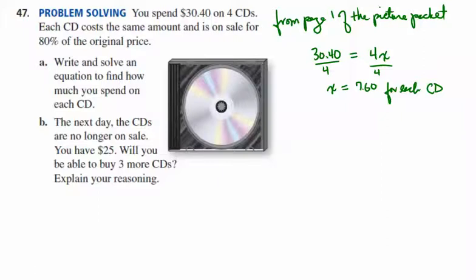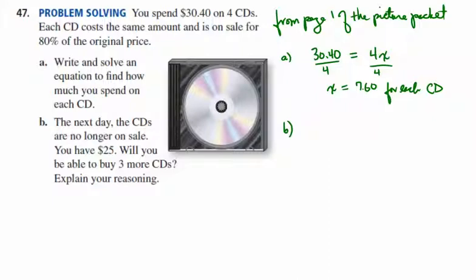So we know that each CD then costs $7.60, and they're already on sale. We spent $30.40. We don't need to take any discount percentages. It's already done. So this would be part A. Part B then. What happens?